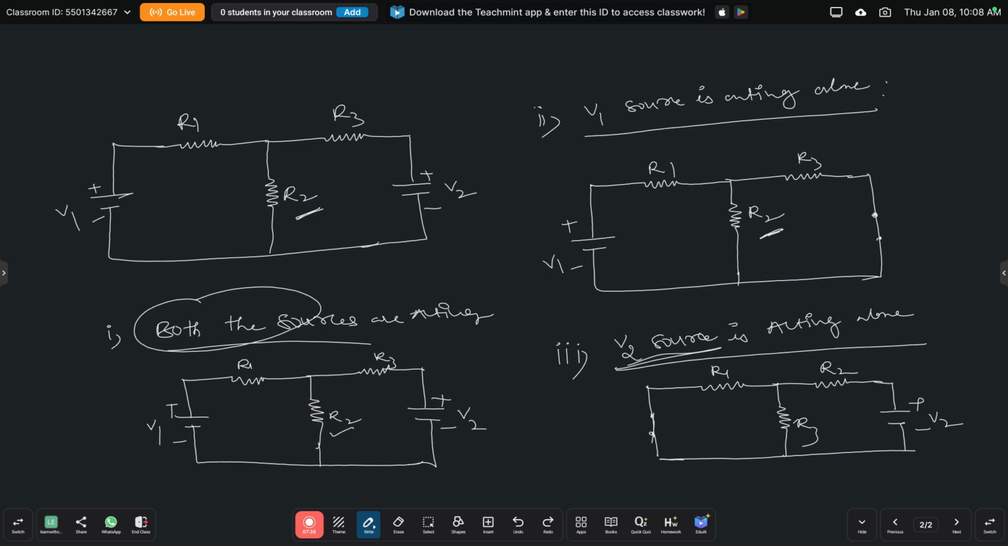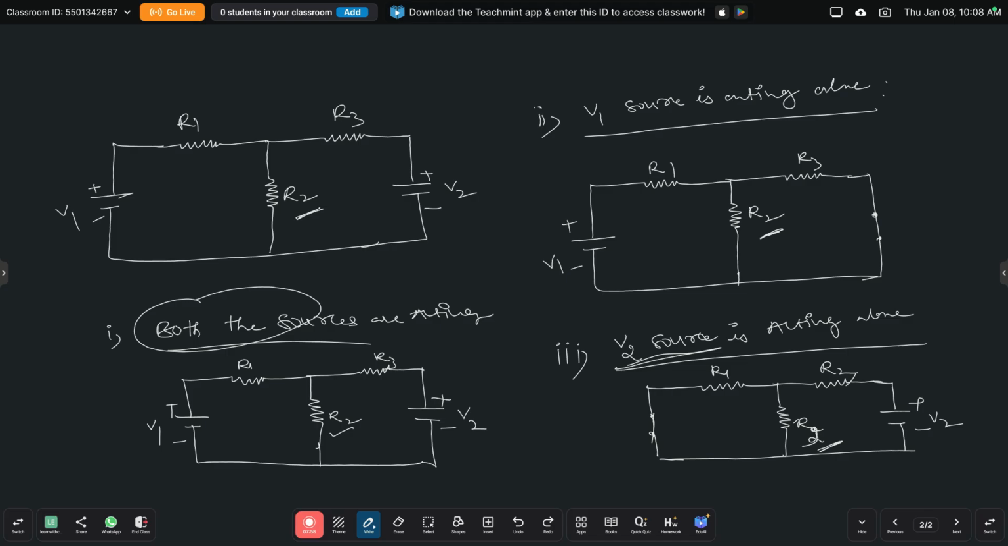Here also this is R2, and this is R3. Here also we just find the current through this particular R2 only, by applying nodal analysis or mesh analysis. By using this we can apply the superposition theorem.